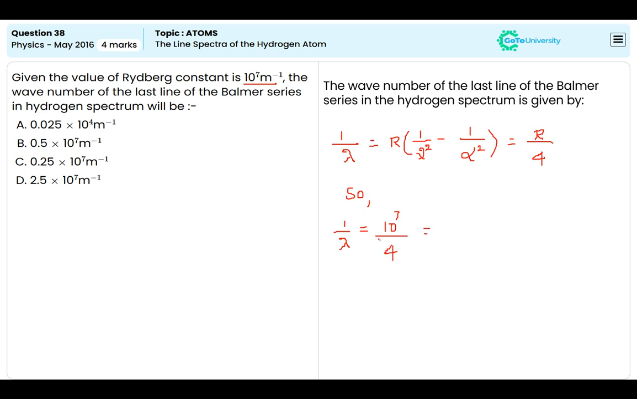Then we get the value: 1 by 4 is nothing but 0.25, into 10 power 7 per meter. So 0.25 into 10 power 7 per meter, option C is the right answer.